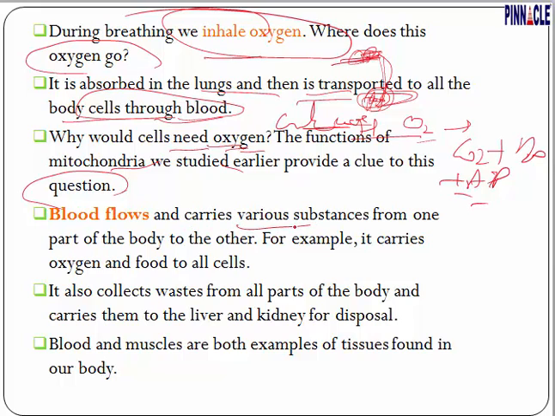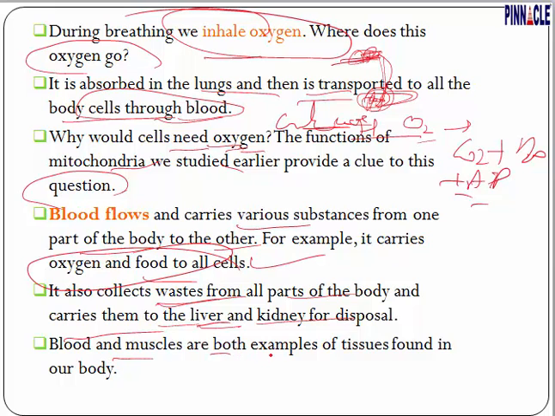Blood flows and carries various substances from one part of the body to the other. For example, it carries oxygen and food to all cells. So oxygen and food are transported from one part to another. It will also collect waste. And what is the role of blood? Blood is also a tissue, a specialized group of cells. It collects waste from all parts of the body and carries it to the liver or kidney for disposal. This is also an important function of the blood, that it brings the waste from various parts to the liver and kidney for further processing.